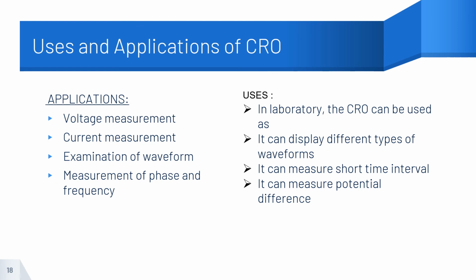Applications of CRO. CRO is used for voltage measurement, current measurement and examination of waveforms. Examination of waveforms means we can analyze a waveform by evaluating rise time, fall time, storage time, on time and off time. We can calculate duty cycle. We can measure its amplitude. We can measure its time period. So in this way we can evaluate the signal characteristics. Measurement of phase and frequency is also possible by using CRO.